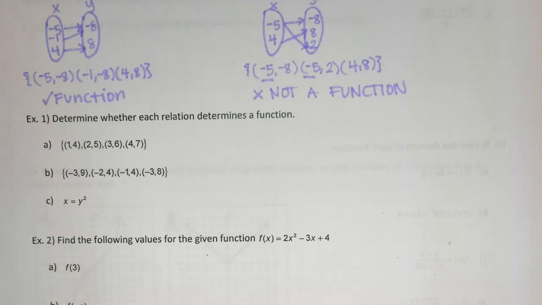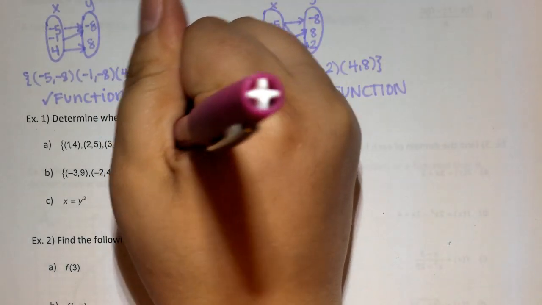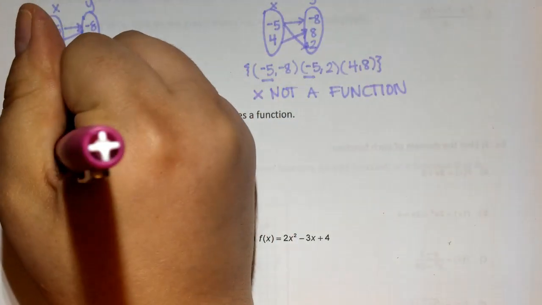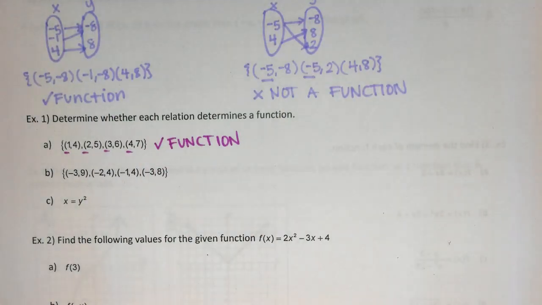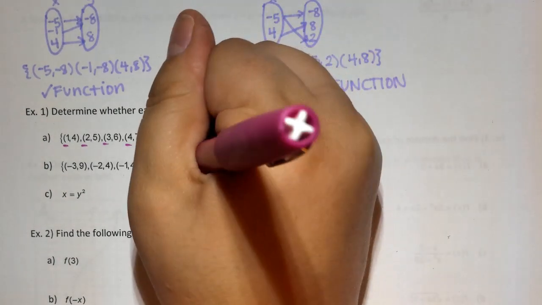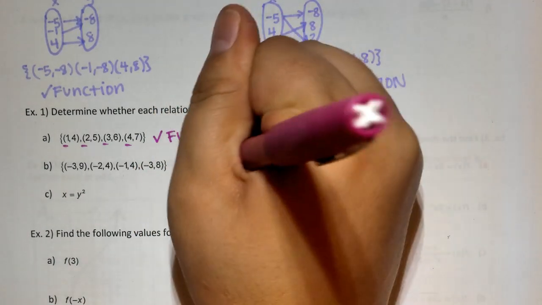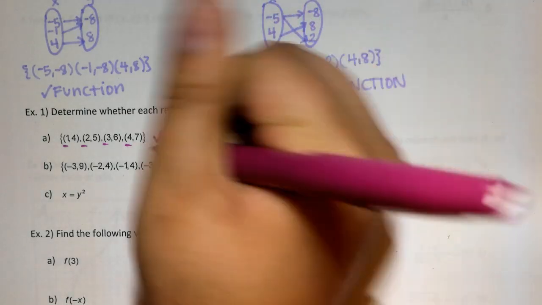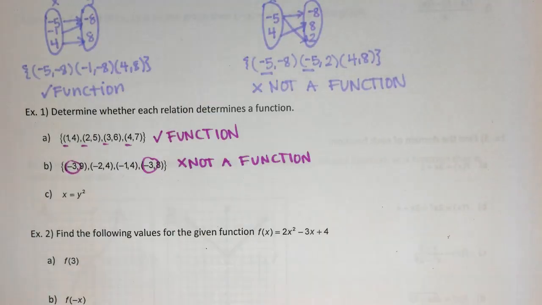Number 1, is this a function? Yes. Why is it a function? X does not repeat. All the x's are different. B, is this a function? No. Why is this not a function? -3 repeats. Can't have that.